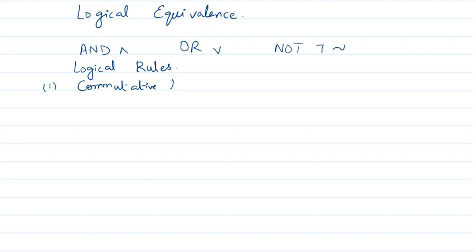The commutative law claims that for any two variables or predicates, say P and Q, P and Q is equivalent to Q and P. Same is the case for OR, that is, P or Q is equivalent to Q or P.